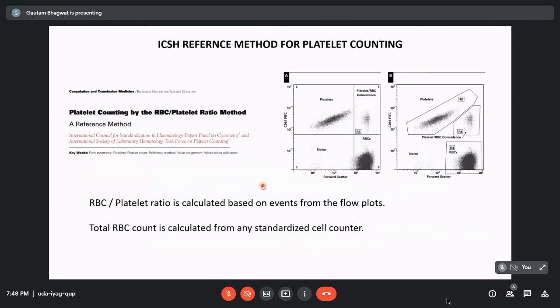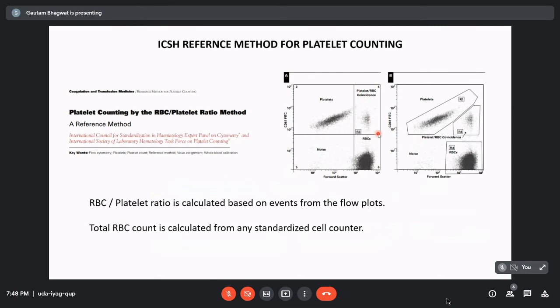Coming to the platelet count, as I said, it is the ICSH reference method for platelet counting. What exactly we do is we add CD61 to the sample, and then we have these platelets which are positive for CD61, and on forward scatter we know that the RBC size is more than platelets, and I have been emphasizing forward scatter is directly proportional to size. So RBCs are here. There are some platelet RBC coincidences which will be counted in both. These two are similar plots.